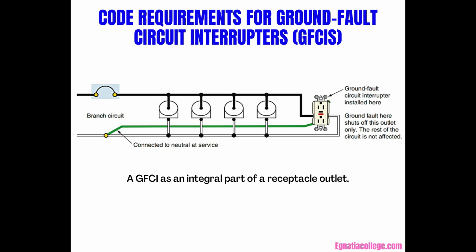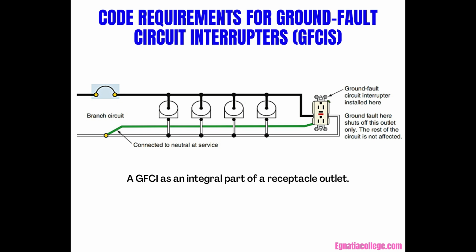Upstream receptacles are not affected, regardless of the location of the GFCI in the circuit. It must open the circuit when the current to ground exceeds 6 mA, 0.006 ampere. A GFCI does not limit the magnitude of ground fault current. It limits the time that a ground fault current will flow. A GFCI does not provide protection against shock hazard should a person make contact with two of the normal circuit conductors on the load side of the GFCI.